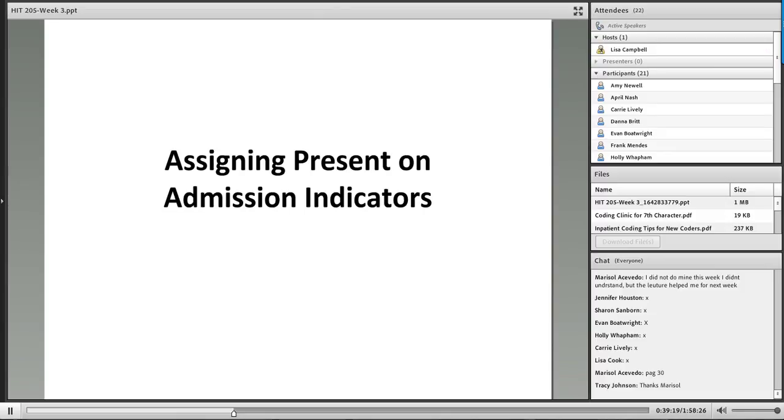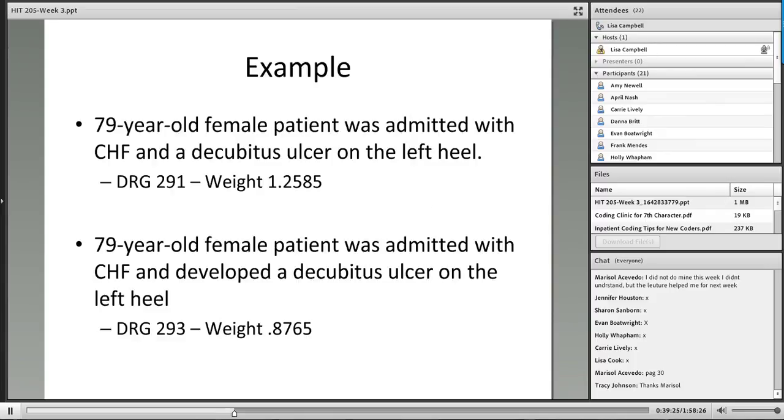Okay, so let's look at an example. It's always good to have examples. So 79-year-old female admitted with congestive heart failure and a decubitus ulcer on the left heel, DRG 291, has a weight of 1.2585. Remember, when the weight is over 1, it's a sicker patient and we get paid more money.